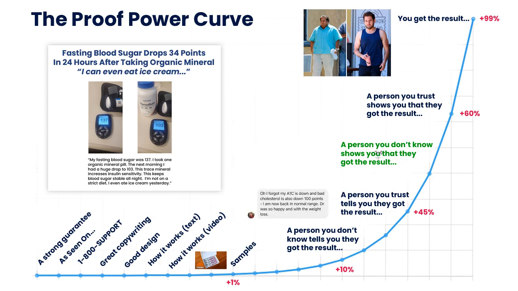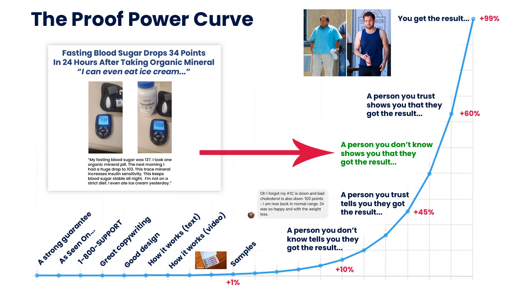Because again, this is a person you don't know shows you that they got the result. Let's draw the arrow there. That is what we've done with putting this at the very top of the page. Instantly, we're showing them that we got the result, and now they start to believe that they will get the result as well. Now, if you were sending this to a list, you would actually bump up higher on the curve to right here. So if you already have trust established with a group of people, and then you send them an offer that's positioned in this way, you're moving even higher up the proof power curve.